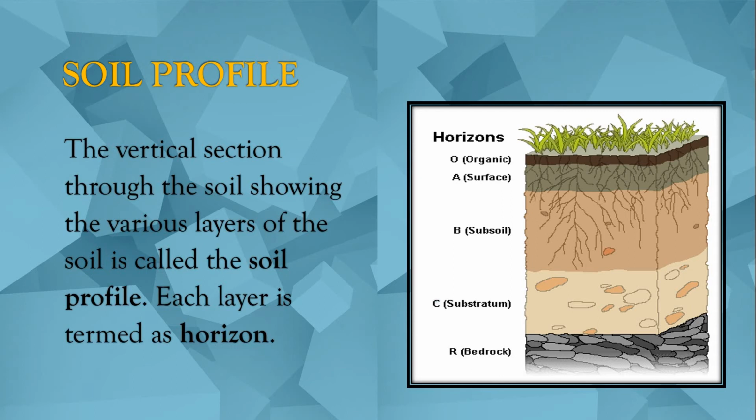Soil profile. Dig a ditch or a trench or visit a place where digging is being done. Look at the side of the trench or ditch. What do you see? You will see the layered structure of the soil. The vertical section through the soil showing the various layers of the soil is called the soil profile, and each layer is termed a horizon.